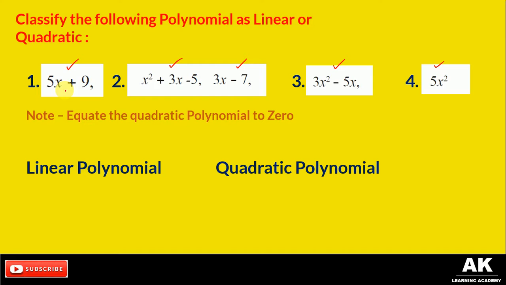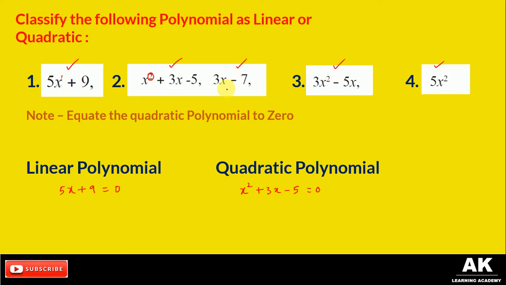So first equation is 5x plus 9. Here the degree of this equation is what? 1, right? So this is a linear polynomial. That's why I can write here 5x plus 9 is equal to 0, right? We have to equate the quadratic polynomial to 0. Now second equation is x square plus 3x minus 5, right? So here the degree of this equation is what? 2. So it is a quadratic polynomial. Therefore I can write here x square plus 3x minus 5 is equal to 0.